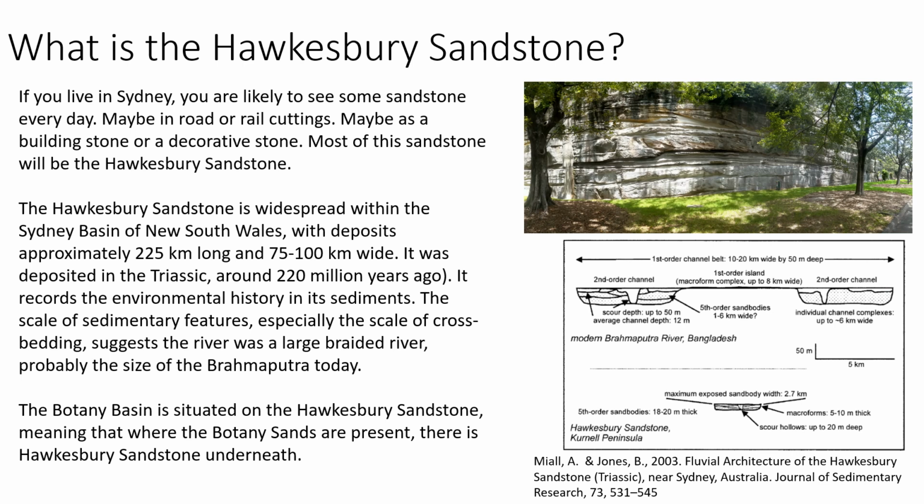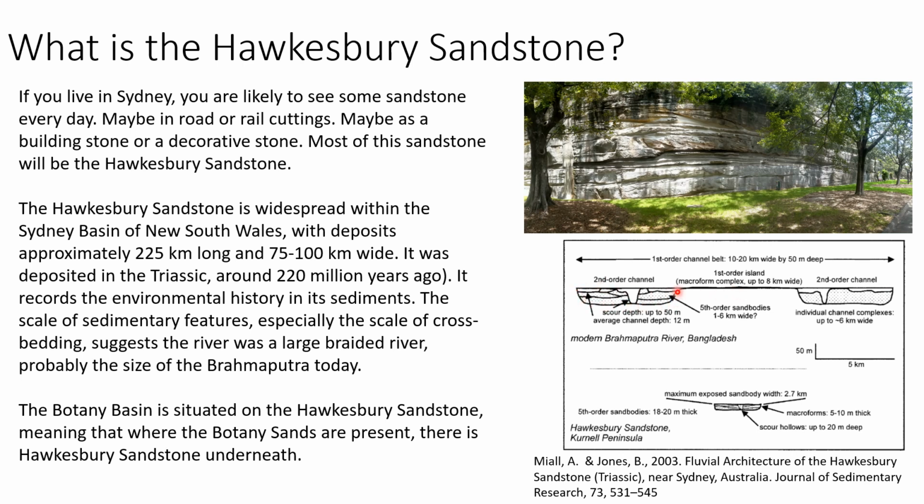And that is shown in the figure on the right-hand side, where on the top of this figure you can see some features of the modern Brahmaputra River, and you can see the scale of some of these features. So there's a first order channel width of 10 to 20 kilometres wide by 50 metres deep, with islands up to 8 kilometres wide, and then channels within this, second order channels.